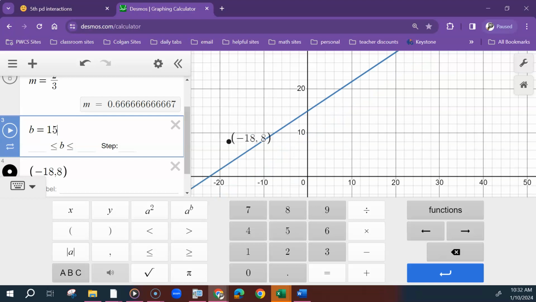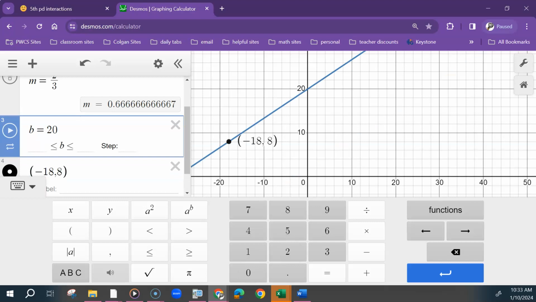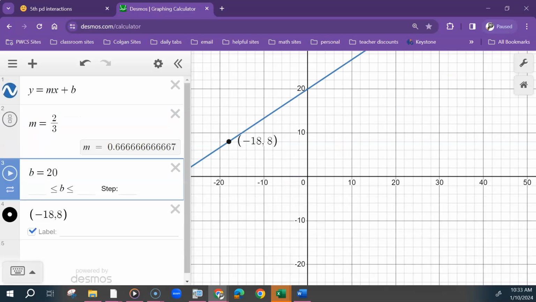Start to change the numbers. 15 is close, but still not there. 18 is closer, but still not there. But at 20, it goes through the point exactly. And you would use your slope and y-intercept and write that as y equals mx plus b. What you did in Desmos would be your work. Questions on that one?